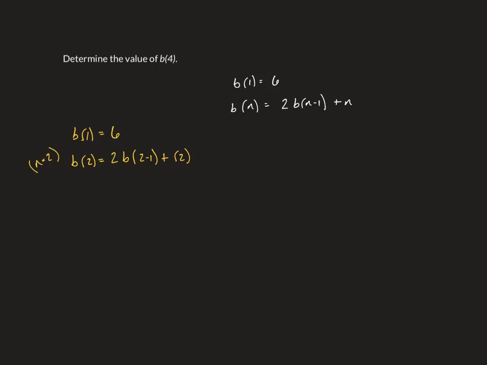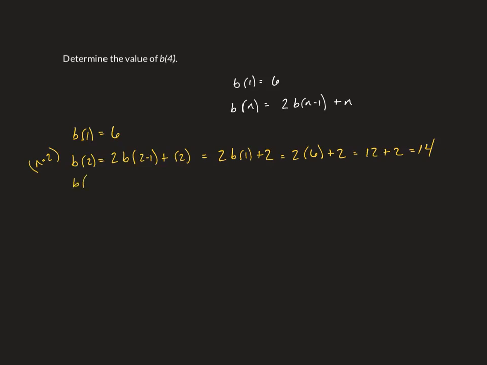Okay, so that's going to equal 2 times b of 1 plus 2. I do know that b of 1 is 6. So that's going to be 12 plus 2, which is 14. There's a lot happening in this formula, more than just multiplication by a number or addition by a number. So I'm not going to be able to describe this thing as either arithmetic or geometric.